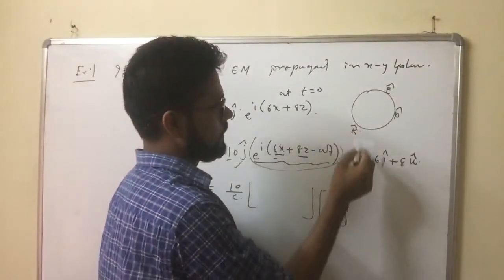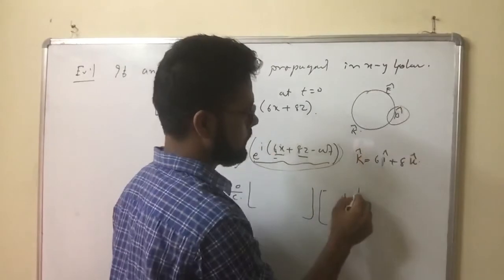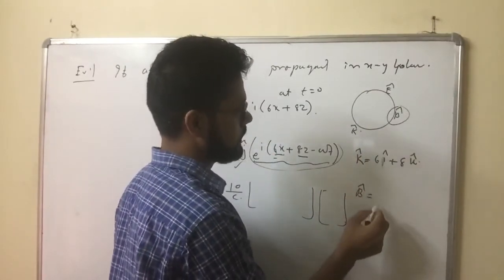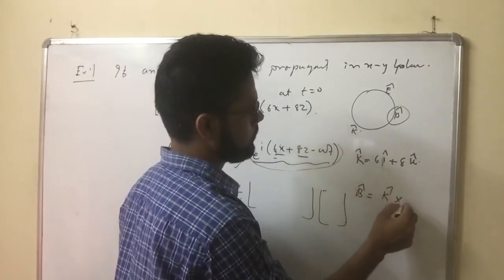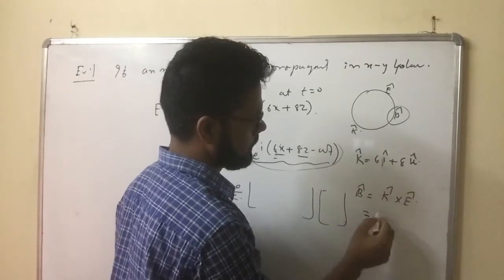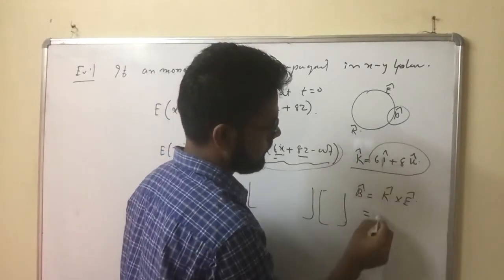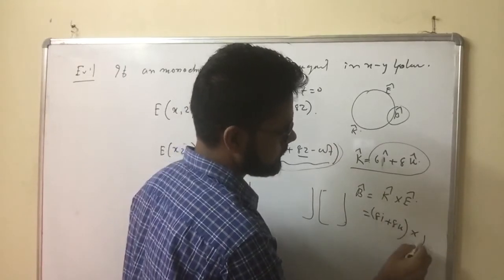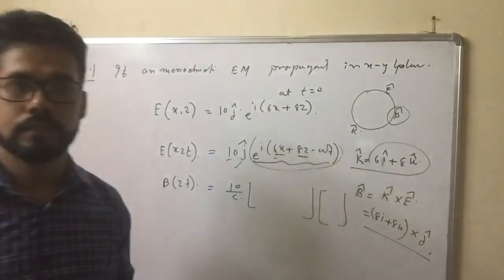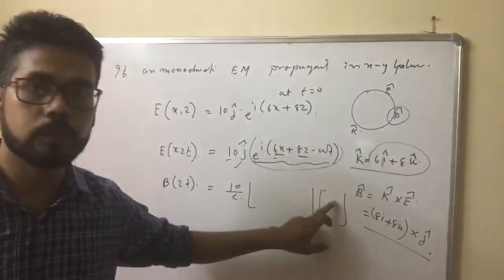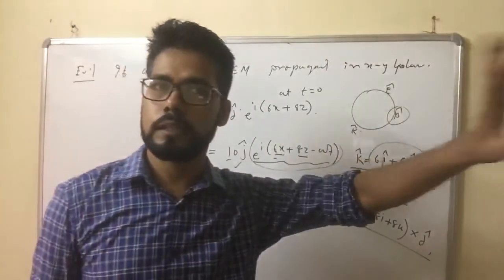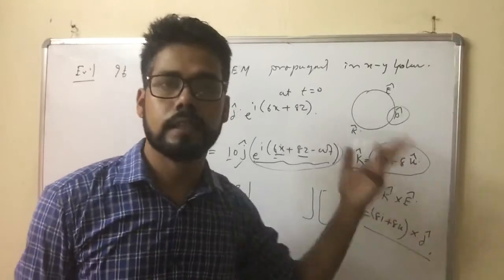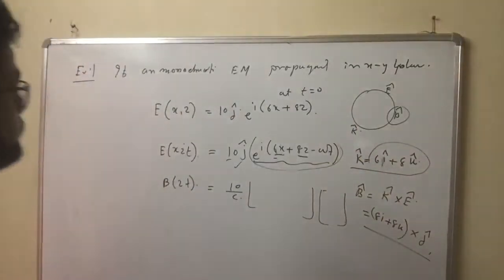Then we need to find out B. So B cap equals K cap cross E cap. What is the K? It is this one, 8i plus 6k, cross j cap. You take the product. The direction easily, you just put the direction, nothing else. Only find out the direction. This is one way.